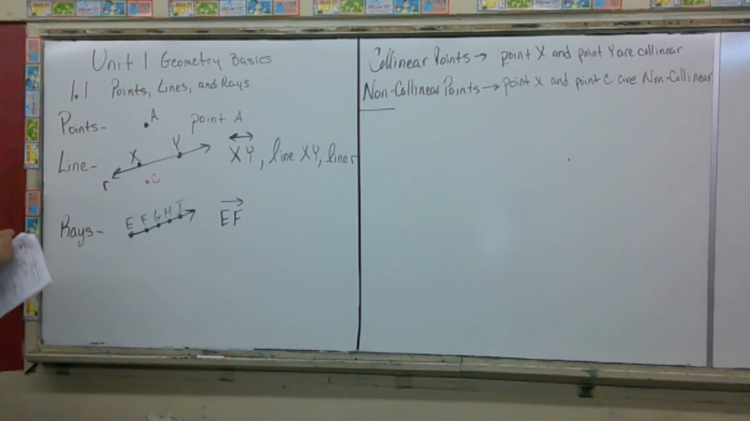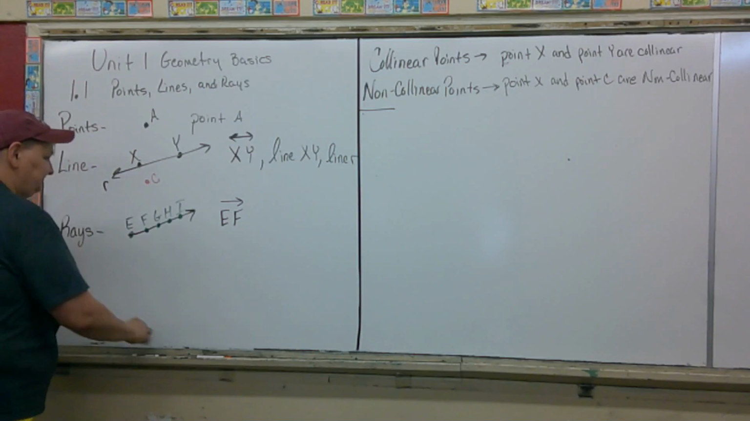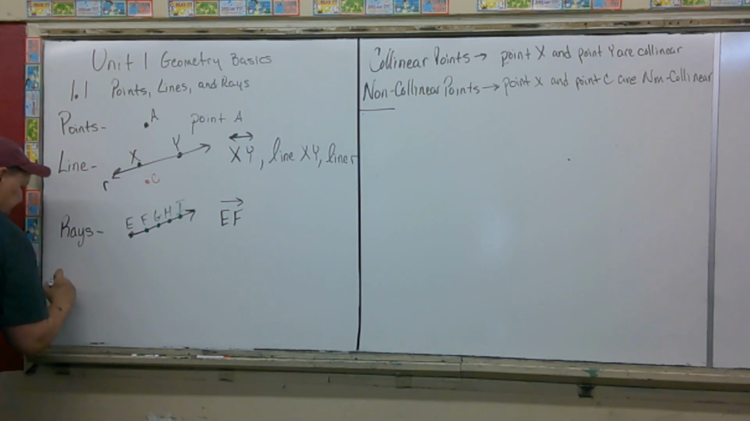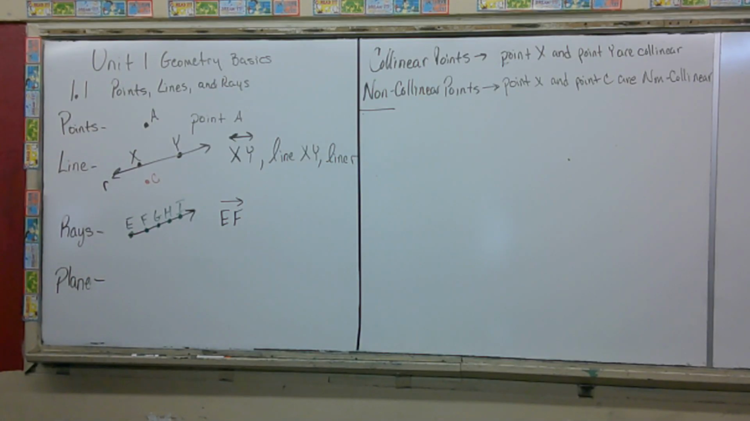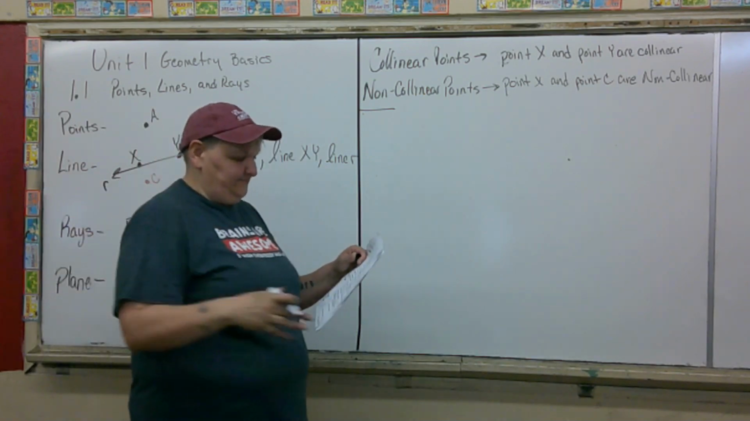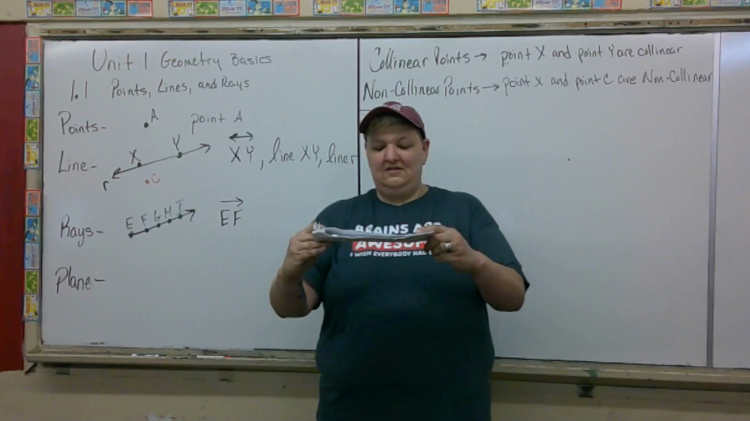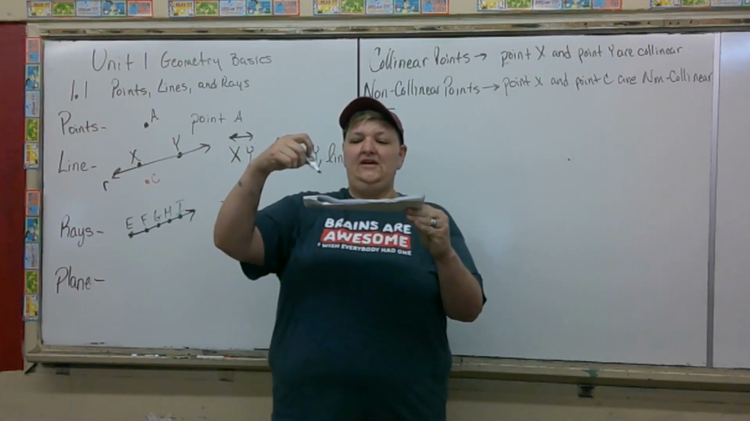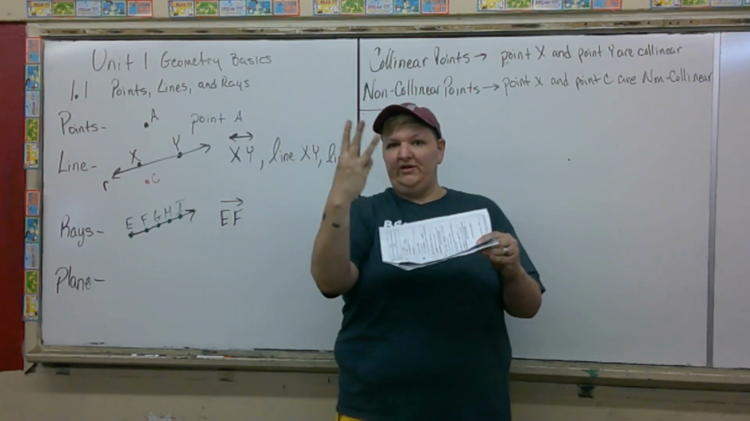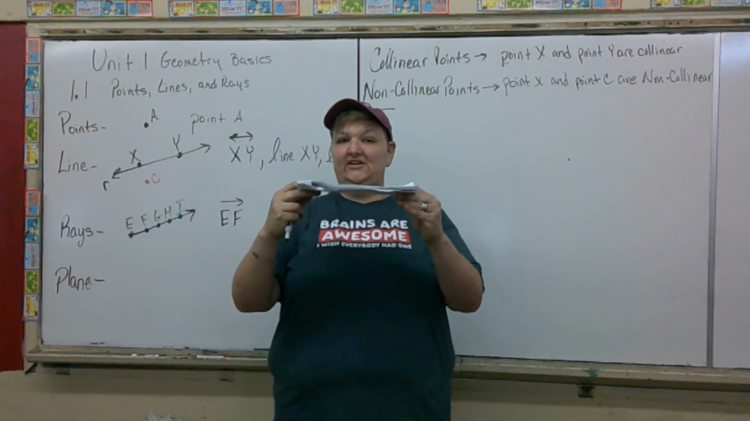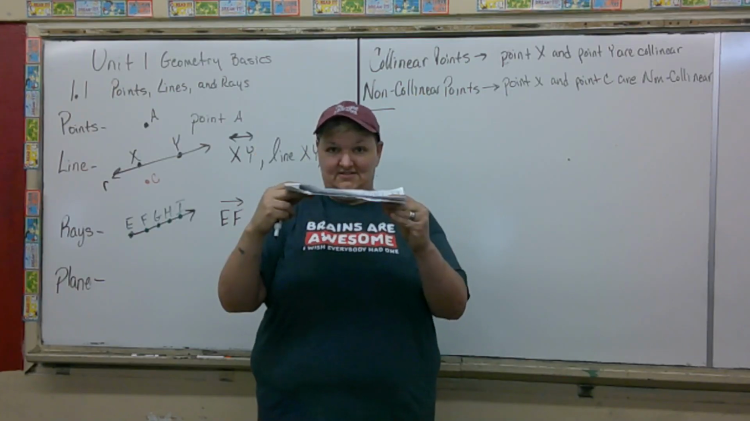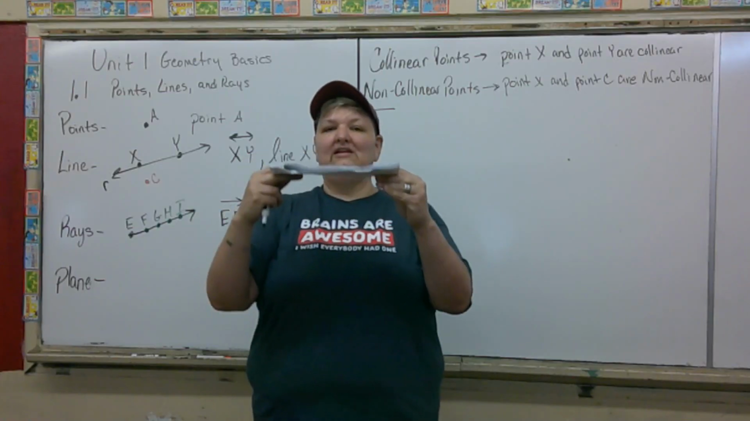All right, and then we have planes. We have a plane, not like the kind that flies in the air. A plane is a flat surface, right? To be a plane, it needs to have at least 3 points, because if it only had two, it would be a line. To be considered a plane, it has to have at least 3 points.